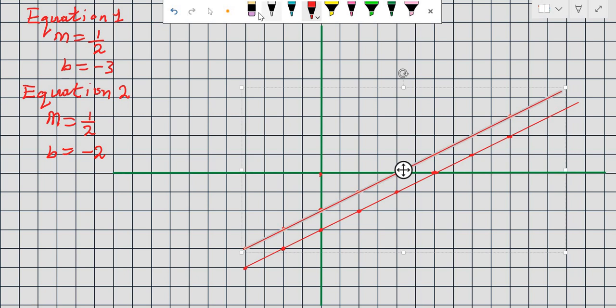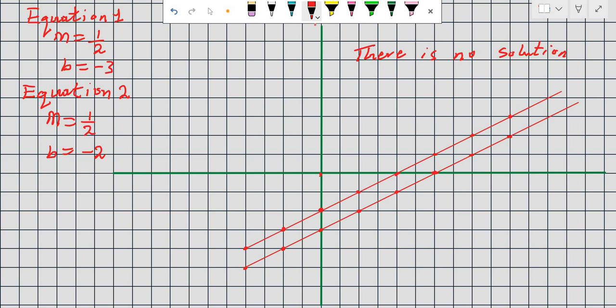All right. So now in this graph, you can see that the 2 lines are parallel. There is no point of intersection between these 2 lines. Therefore, in this question, there is no solution. There is no solution because the lines did not intersect at any point. I hope it is clear to you.